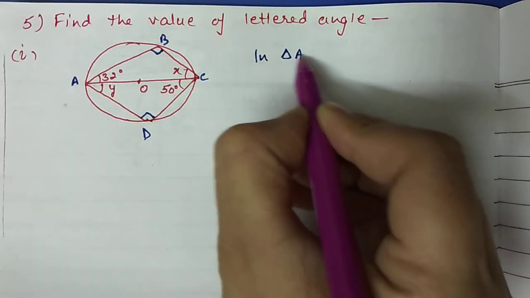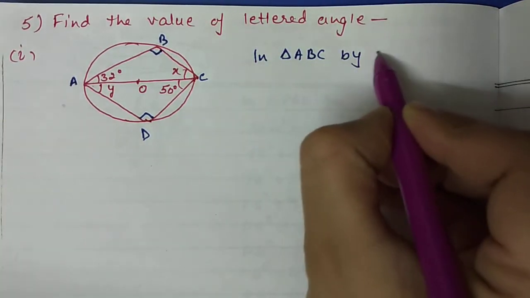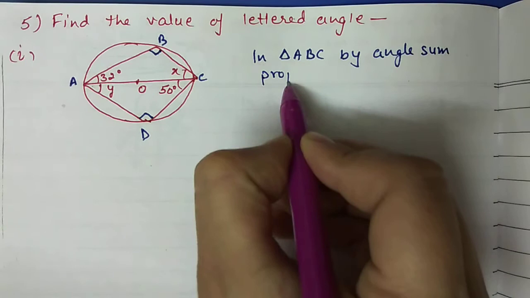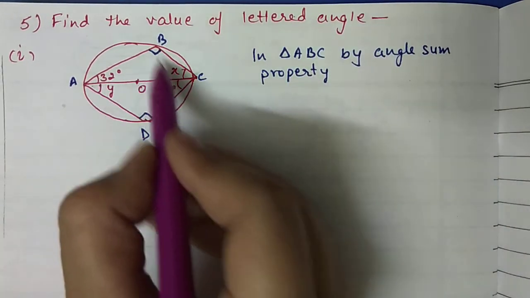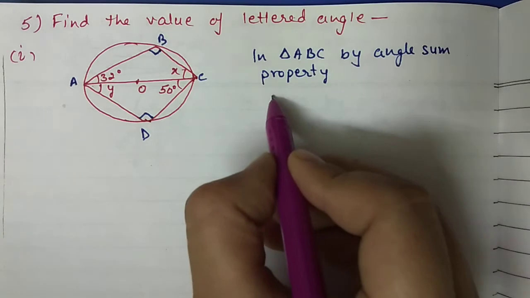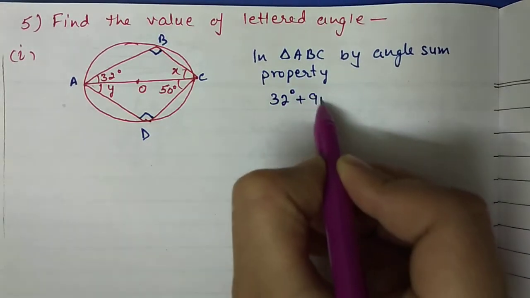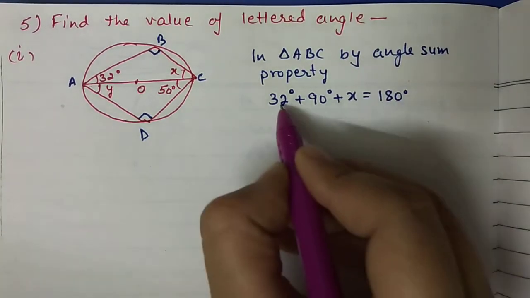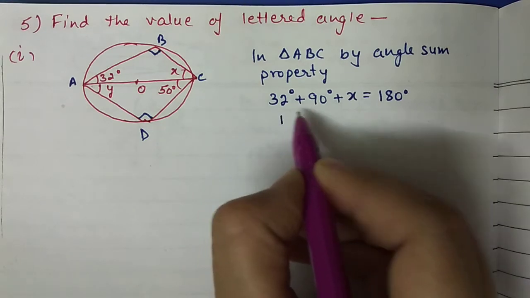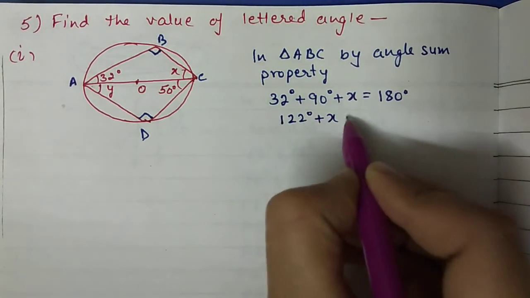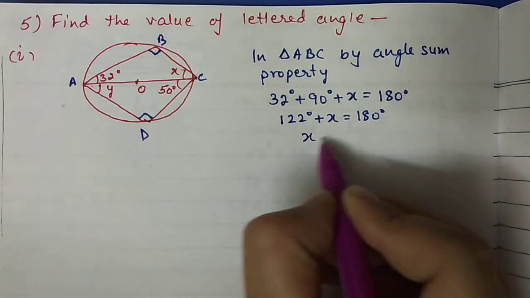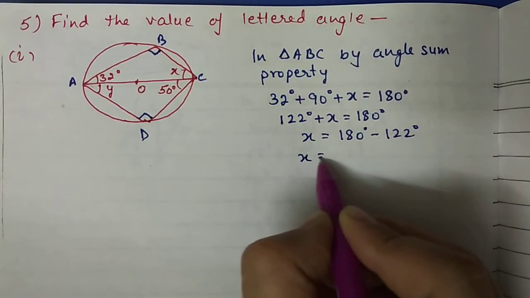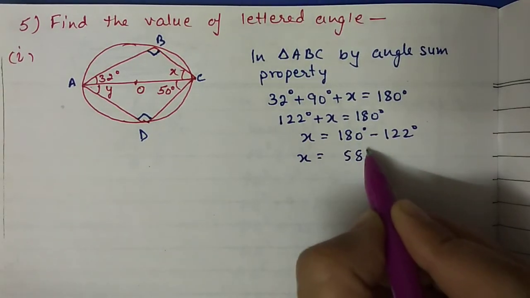In triangle ABC, by angle sum property, the sum of these three angles will be 180 degree. So 32 plus 90, B is 90 degree, plus X is equal to 180 degree. 32 plus 90 will become 122 degree, plus X is equal to 180 degree. So X value will be 180 minus 122. X value will be 58 degree.